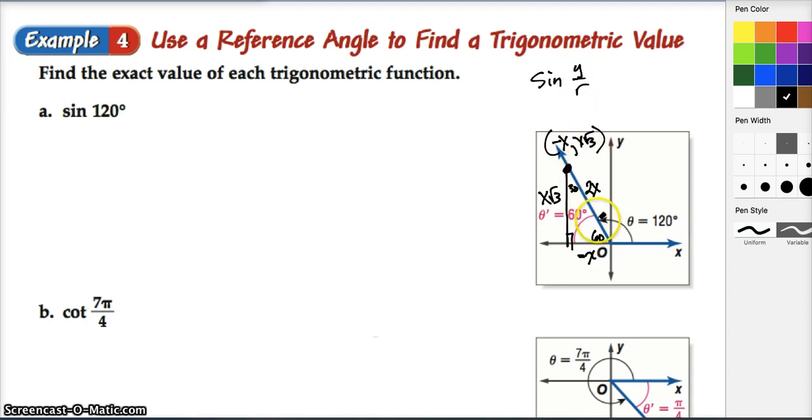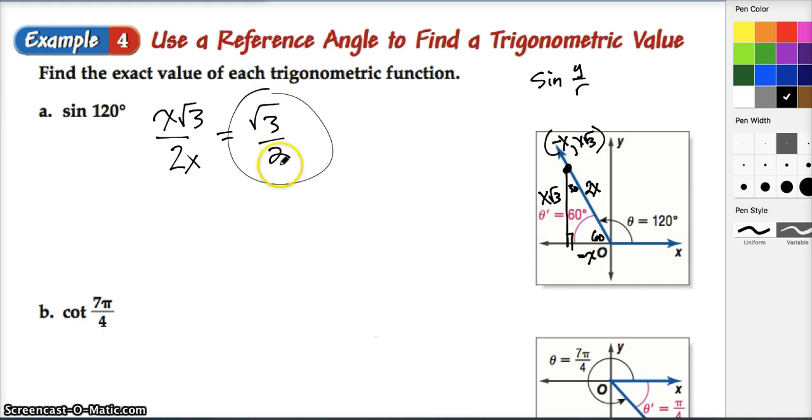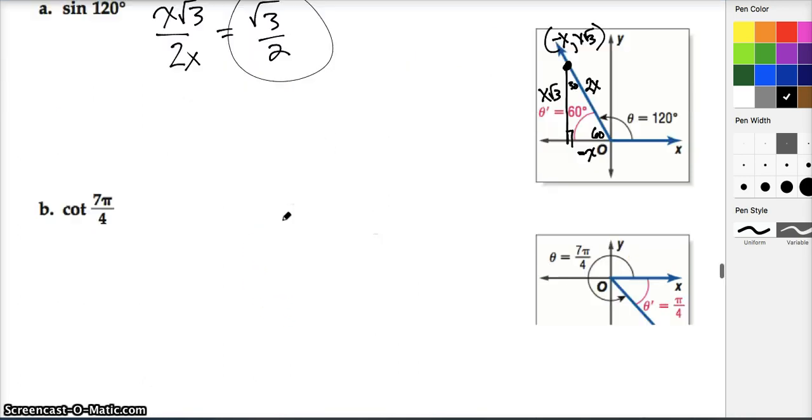Y over r would be x root 3 over 2x. What happens when I simplify that? I end up with the square root of 3 over 2. So the sine of 120 is the same as the sine of 60 degrees in the second quadrant, and it's going to be the square root of 3 over 2. Let's look at this next one.